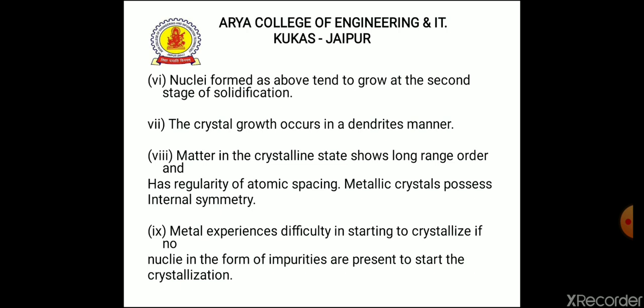Eighth one is, matter in the crystalline state shows long range order and has regularity of atomic spacing. Metallic crystals possess internal symmetry. The ninth one is, metal experiences difficulty in starting to crystallize if no nuclei in the form of impurities are present to start the crystallization.